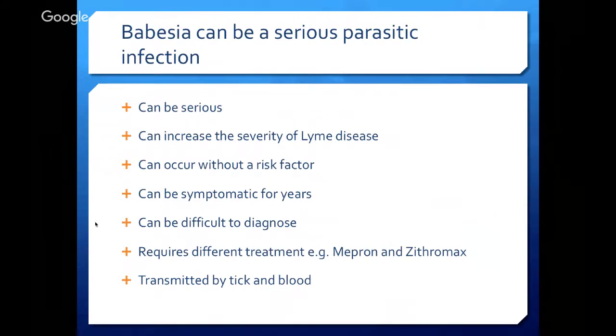So in the last hangout, I explained how Babesia can be serious, can increase the severity of Lyme disease. So the two together makes it worse. You can get Lyme with risk factors like age, but you can also get it without any risk factors. You can be symptomatic with Babesia for years sometimes. It can be difficult to diagnose because there is a blood test called a thick smear, where you look at the red blood cells. You can do a test called the PCR and an antibody test.